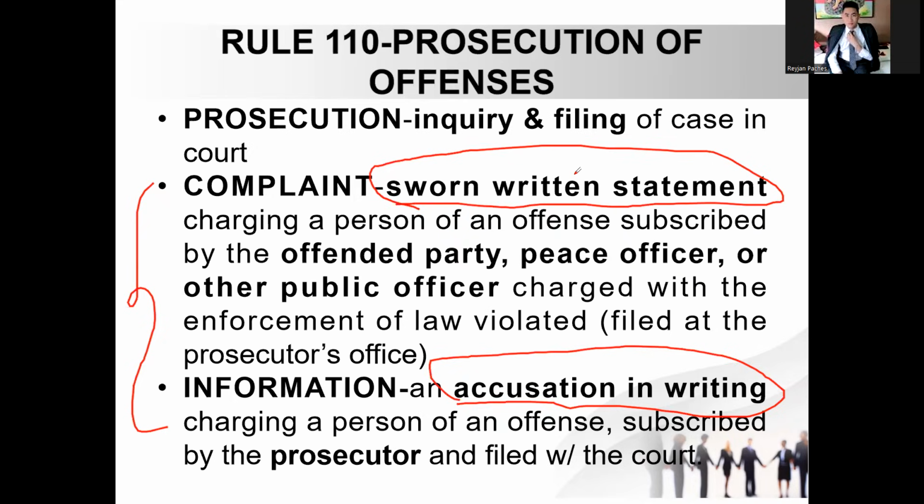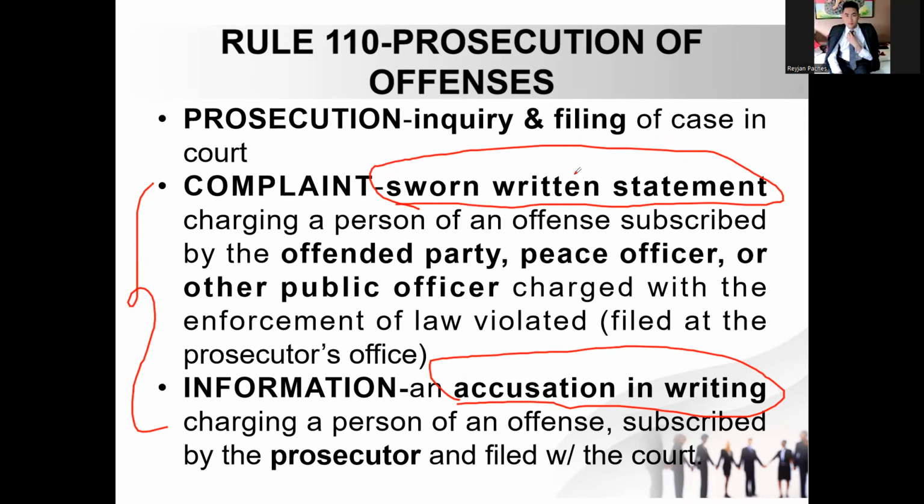So ang common denominator nila o yung pagkakaparehas ng complaint and information, they are used to charge a person of an offense or a felony. So yun yung common denominator ng complaint and information. Ang complaint class, of course, it is subscribed or signed by the offended party, peace officer, or any public officer charged with the enforcement of the law violated.